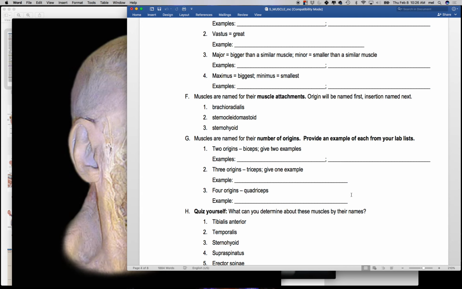Origins, insertions. Does anybody know one of the actions of the sternocleidomastoid? If you pull the insertion closer to the origin, yeah, you can do this. If you use both of them at the same time, you can feel them tensing when you do that. If you use one of them, you can pull it to the opposite side. So feel this one as you turn your head that way, right by your mastoid process. Feel that one as you turn it that way. That makes sense? Okay? So that's the sternocleidomastoid.